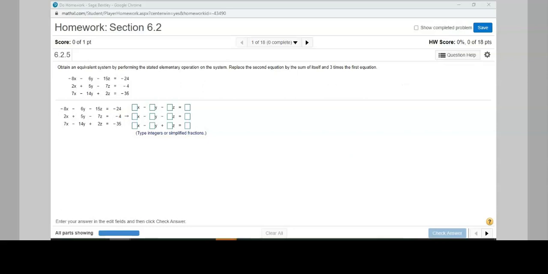All right. So what the instructions say is, obtain an equivalent system by performing the stated elementary operation on the system. Replace the second equation by the sum of itself and three times the first equation. So that tells you right off that I can go ahead and substitute in. This is going to be a negative 8. This is going to be a negative 6, which it's already a negative.